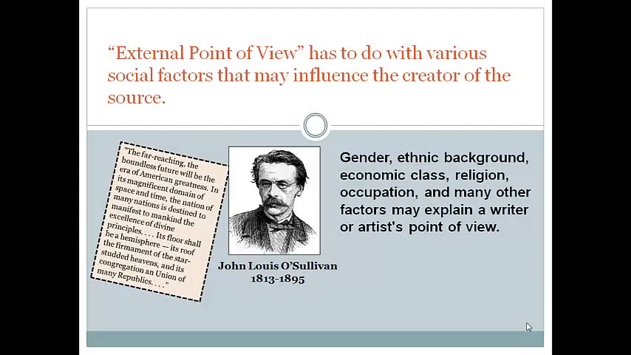External point of view has to do with social factors that may influence the creator of the source. It is external in that it has more to do with the author's background than with the content of the source itself. In this case, it means paying attention to who O'Sullivan was and why someone of his status and background might adopt a particular point of view.